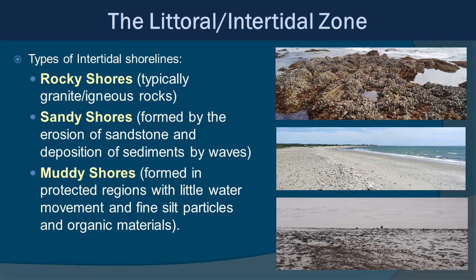First up is the rocky shore, which is, of course, the classic example of that intertidal zonation that we're going to be studying. Now, sandy shores, of course, are formed by the erosion of sandstone and deposition of sediments by waves, and we are much more familiar with sandy shores here in Florida. And then there's the muddy shores. Now, these form in protected waters, usually in bays or estuaries, where there's not a lot of water movement, so very fine silt particles fall and create that mucky substrate.